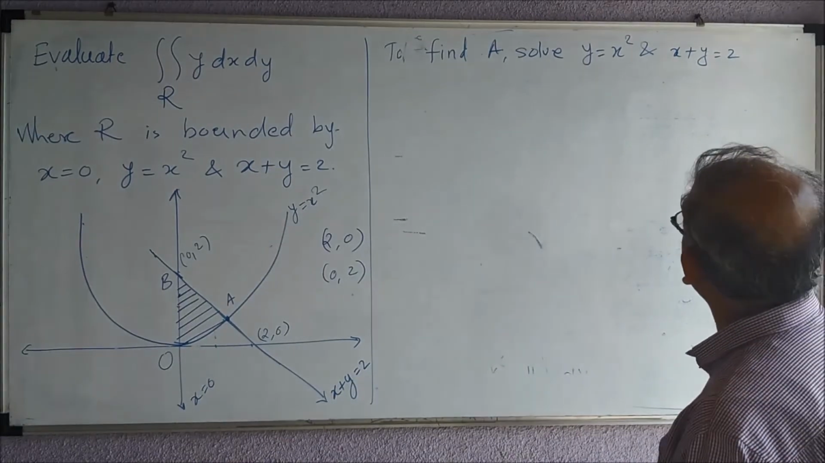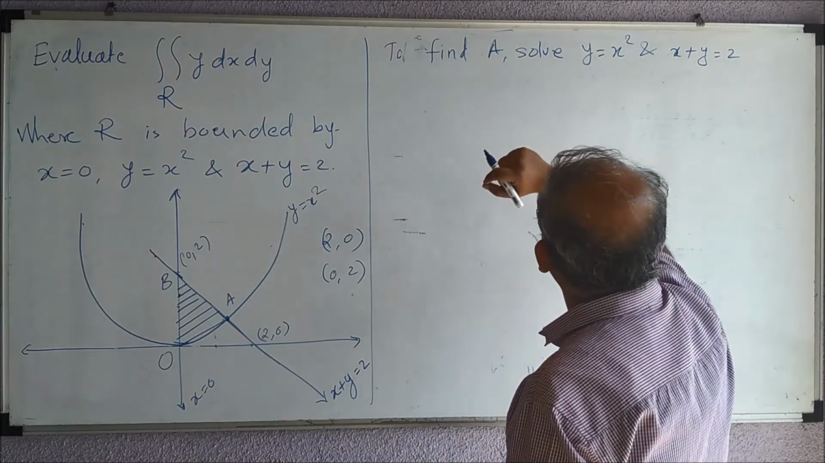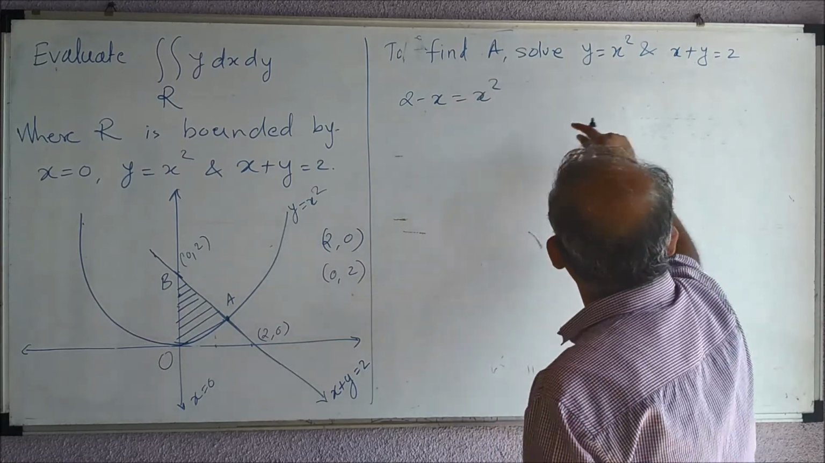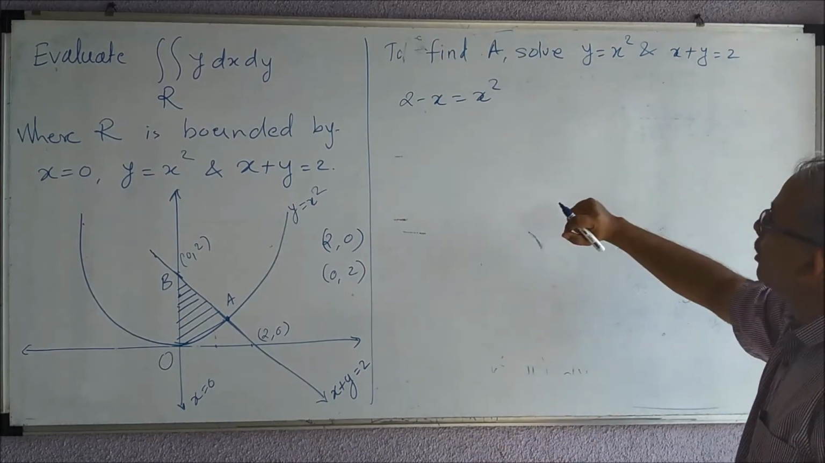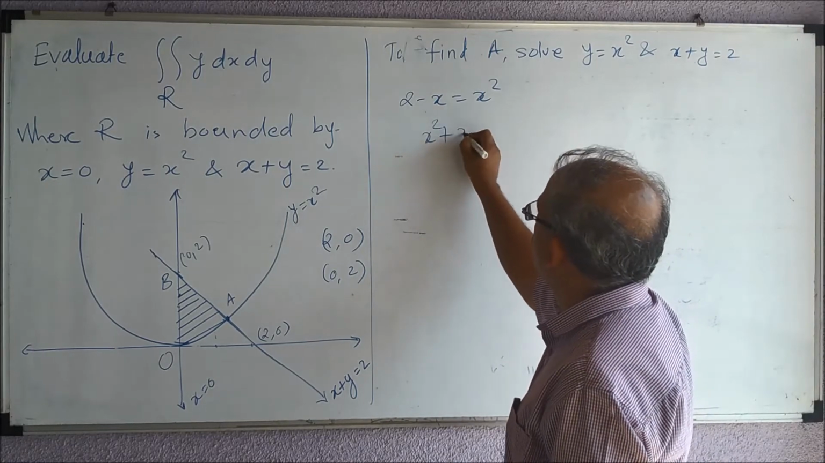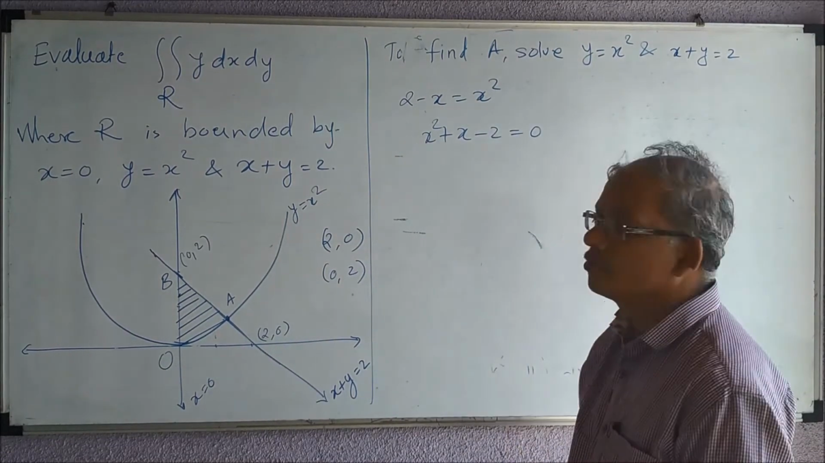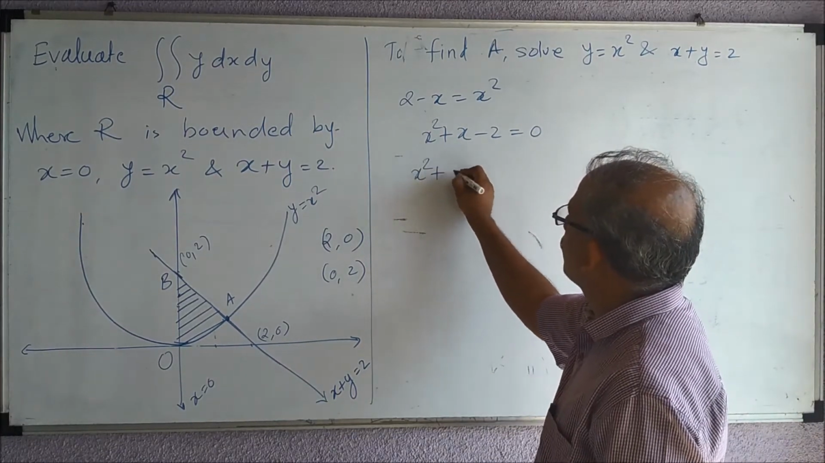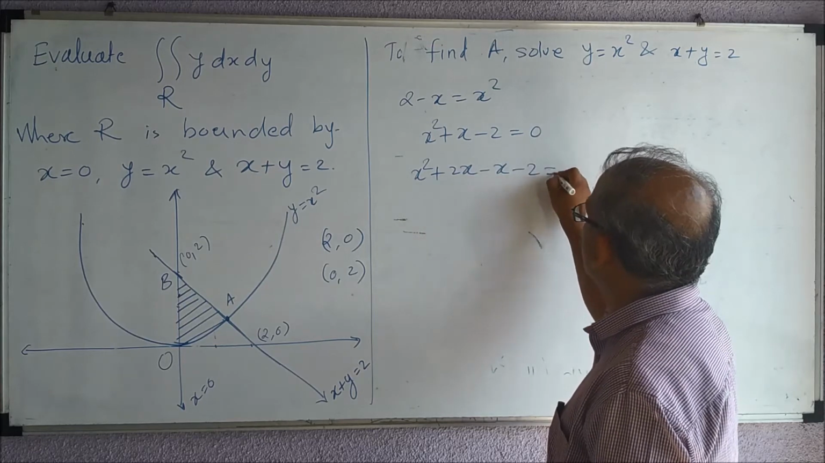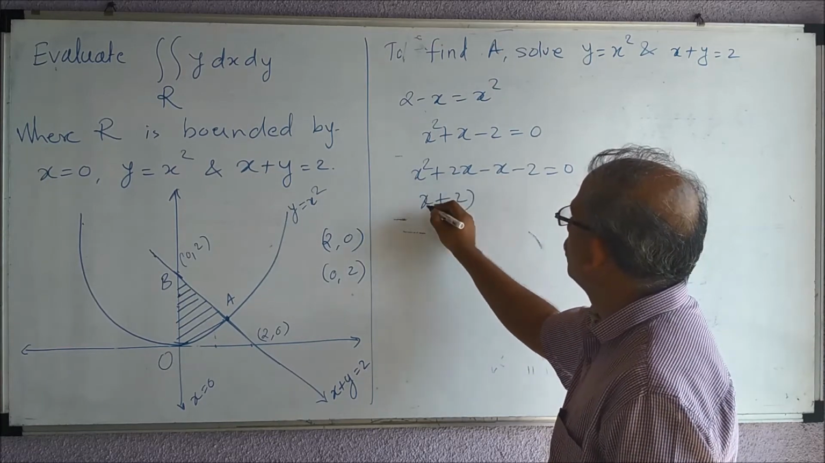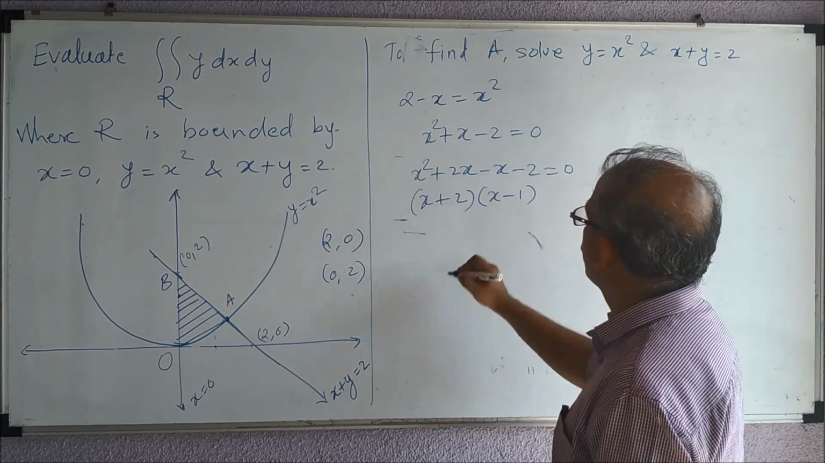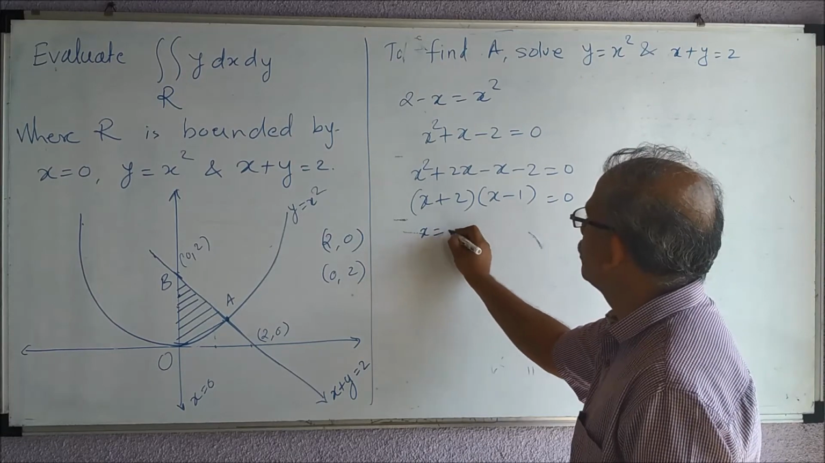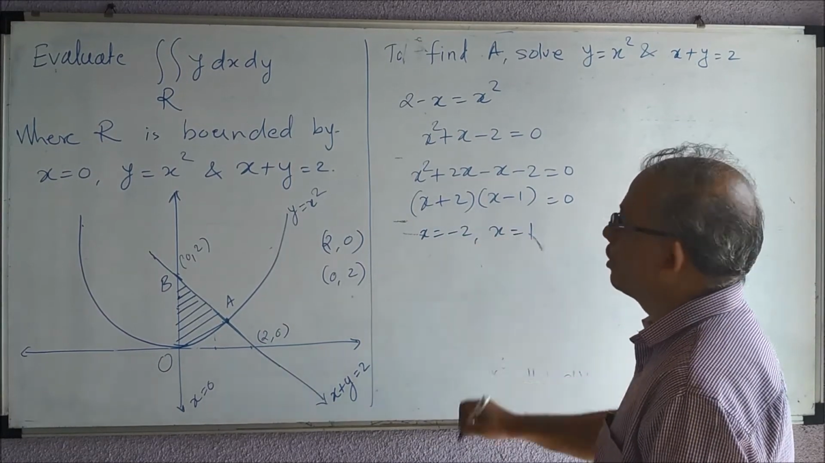If I put 2 minus x as y over here, so 2 minus x is equal to x square. See, y is equal to 2 minus x, I am putting it here. So x square plus x minus 2 equal to 0. This is a quadratic, so if we simplify this, it is x square plus 2x minus x minus 2 equal to 0. So it is x plus 2 into x minus 1 equal to 0. So x equal to minus 2 and x is equal to 1.